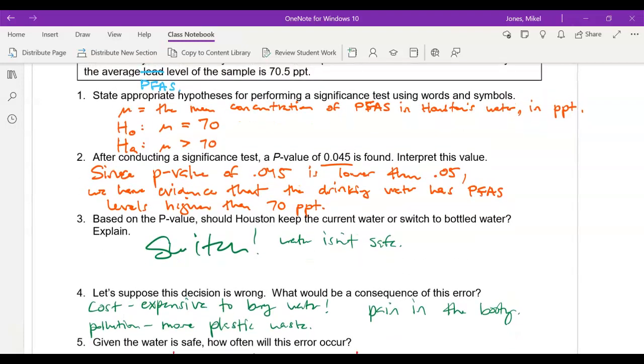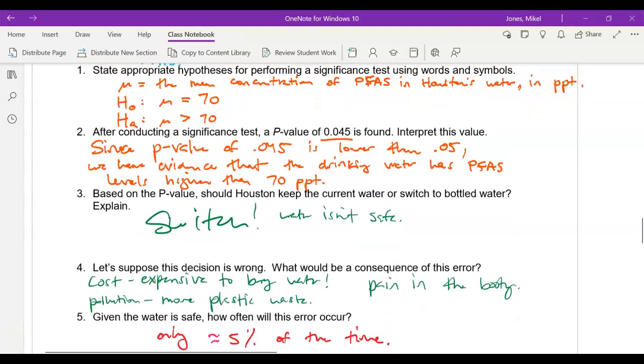So how often will this error occur? This error is going to occur as often as our p-value, right? So 4.5% of the time. Given that we have set an alpha level of 5%, that means 5% of samples by chance will give us a value as extreme as 70.5, but in reality, the drinking water overall is actually safe. So this is only going to happen about whatever the alpha level is.